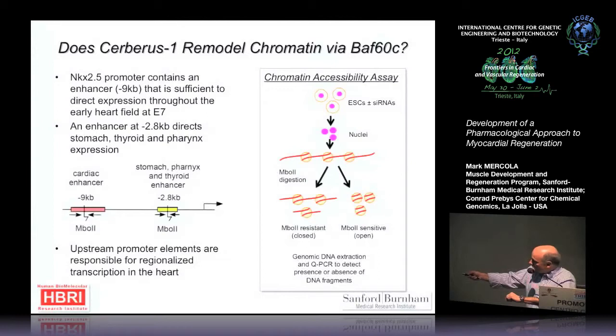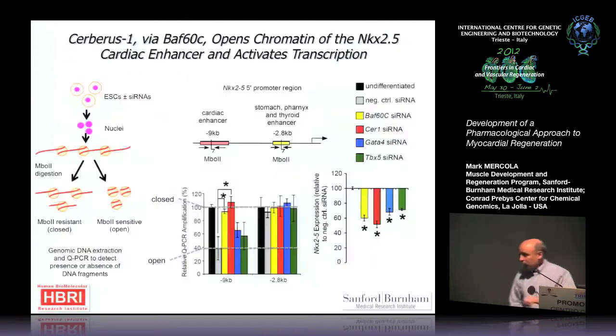So we asked whether, if you block Cerberus, would the chromatin around those two elements become closed? And we used a chromatin accessibility assay in which you take nuclei and you digest with an enzyme, and the accessibility of the enzyme to chromatin gives you a readout of whether that chromatin is open or closed. So the result of that is shown here. Here's the diagram again of the promoter. And here we looked at the -9 kb region and the -2.8 kb region.